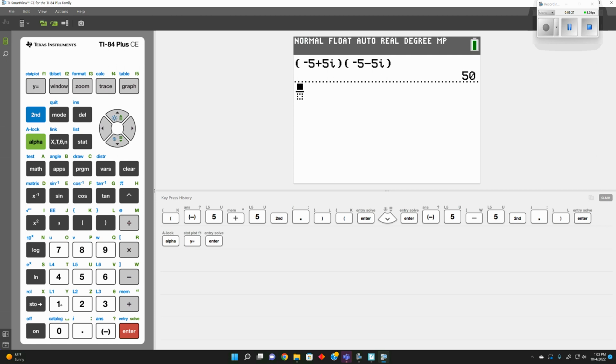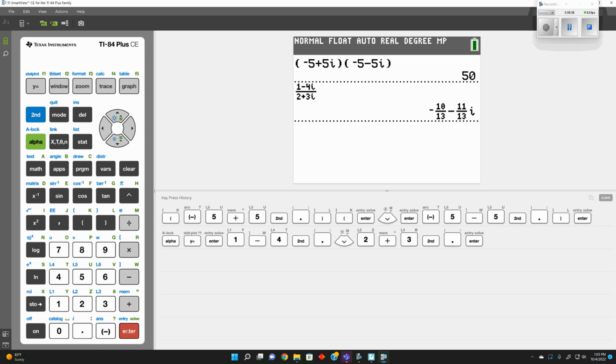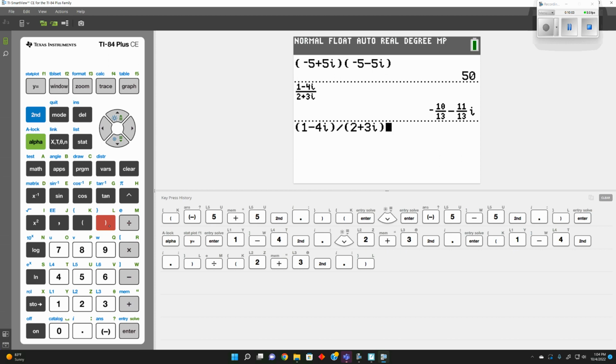So the next one we have is 1 minus 4i over 2 plus 3i. Yep, this one's a little bit nicer. So what we have to do is do it a little bit differently. Now, the fraction is really just saying we're dividing the two. So what we can say is 1 minus 4i divided by 2 plus 3i. We get that typed in and hit enter.